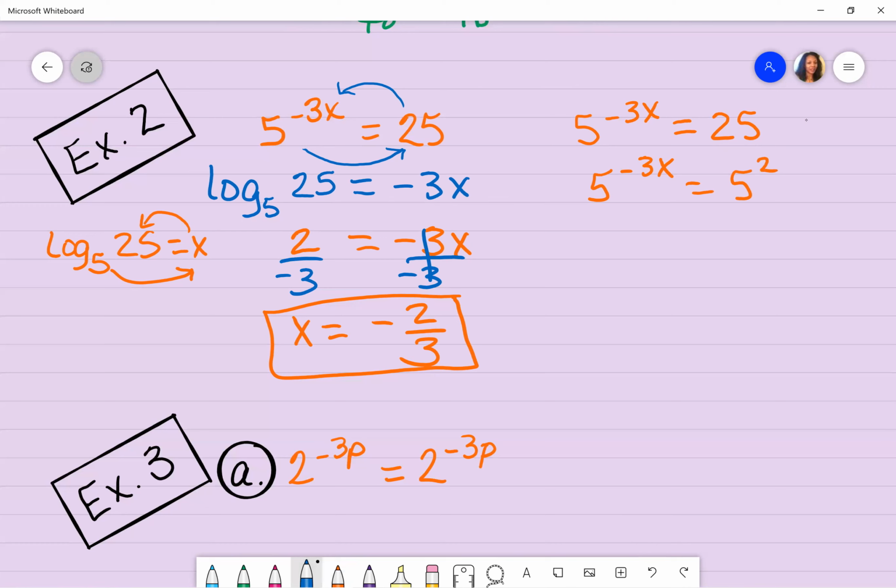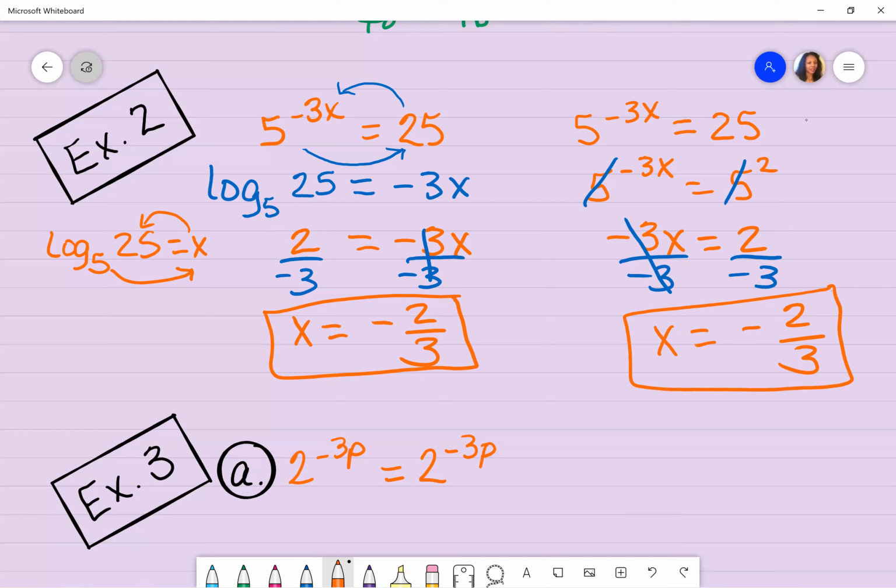And so now that my bases are the same, I can just get rid of them and bring my exponents down. Negative 3x is equal to 2. Again, if I'm solving for x, I am going to divide both sides by what's stopping x from being by itself. And x is still negative 2/3.